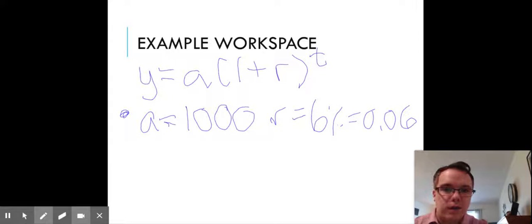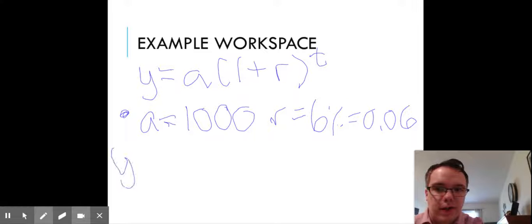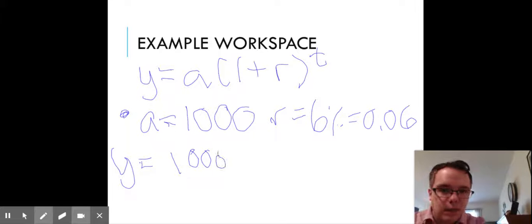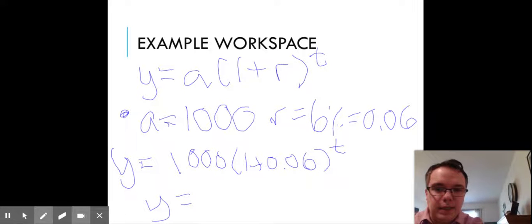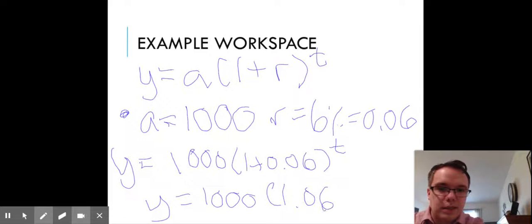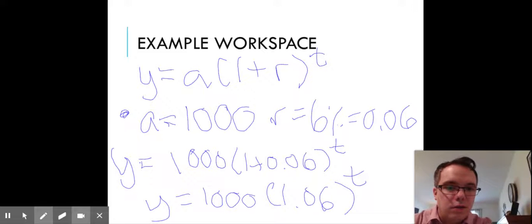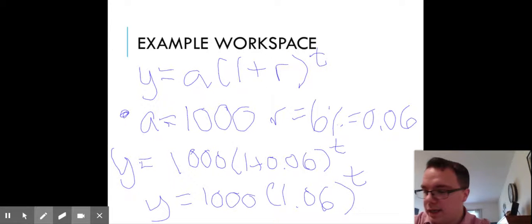For our first part, then, we're going to write an equation. So for the first part, we're going to leave the t alone. So we're just going to plug in our a and our r. So we're going to get y equals 1,000 times 1 plus 0.06 to the t, making our equation y equals 1,000 times 1.06 to the t. So that is the equation we're going to use. And then we are going to use that 5 years here in just a second to solve our second bullet.